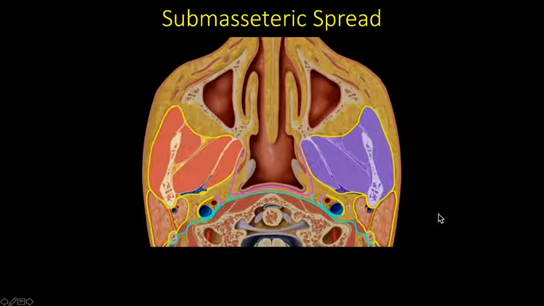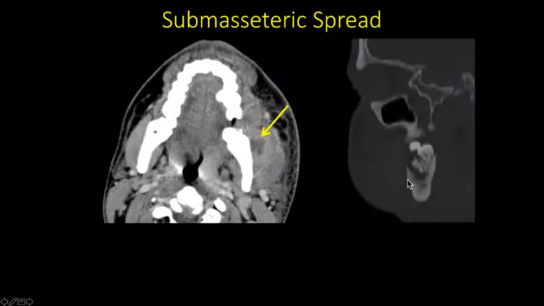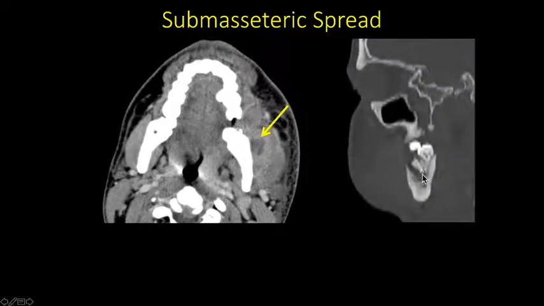So how does it get back to the masticator space if it doesn't start there? Well, it can track along the mandible, and if it turns laterally, it may go deep to the masseter, as you see in this cartoon. And corresponding to that, we have a patient with an inflamed masseter, and they had this abscess deep to the masseter. This was a patient who had extensive periodontal disease in their left posterior mandible.